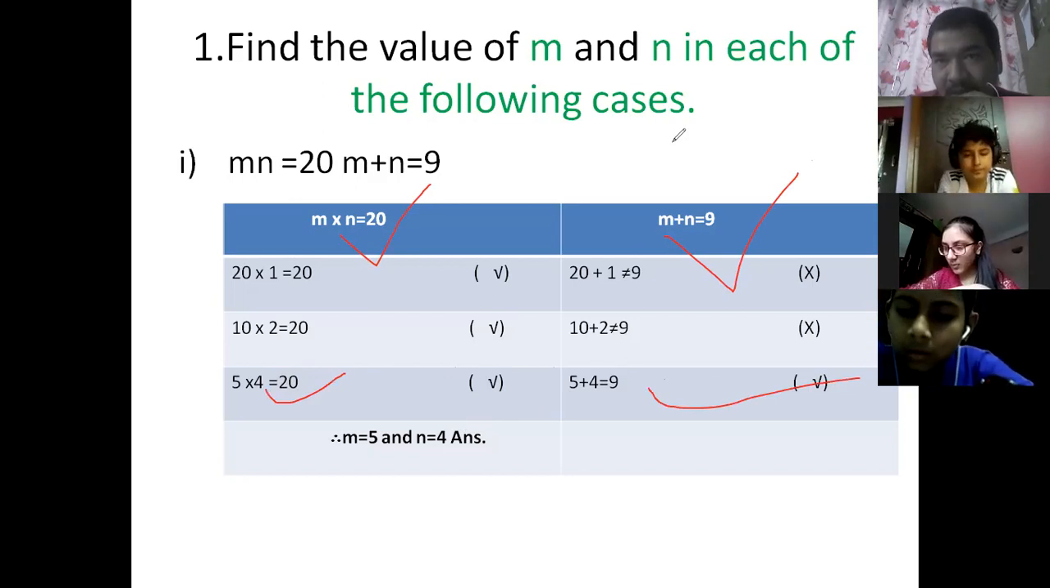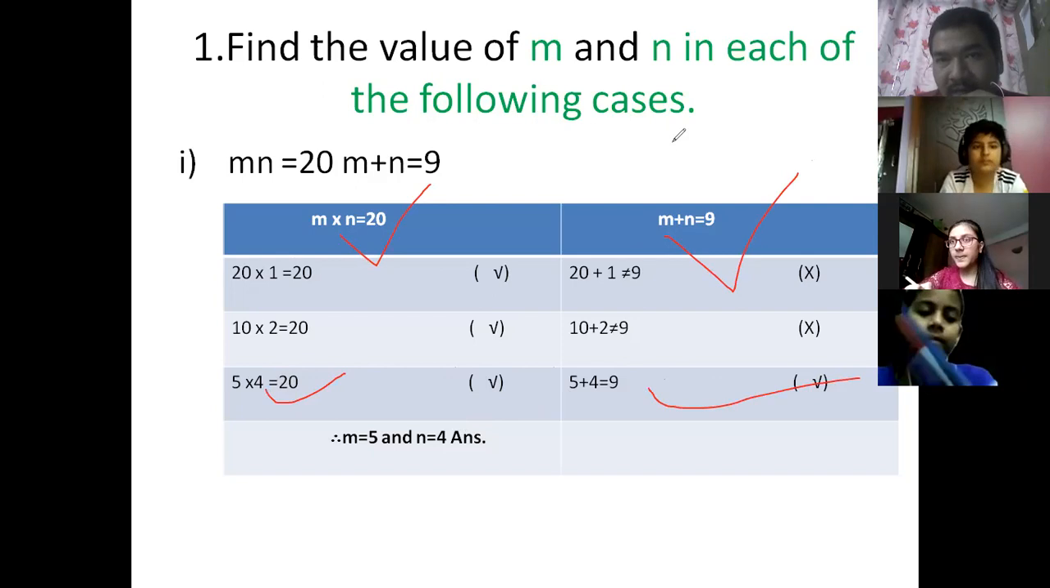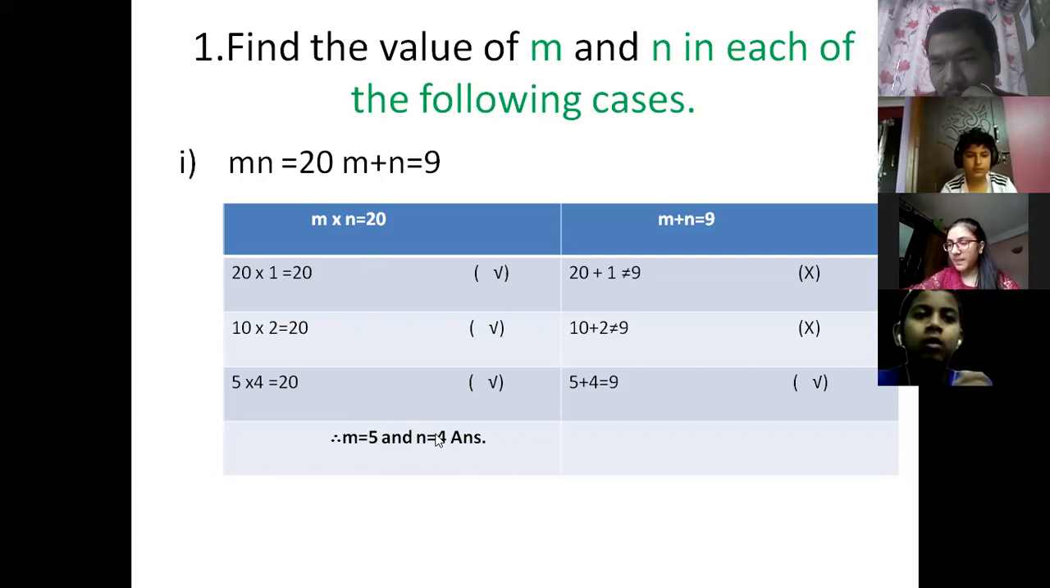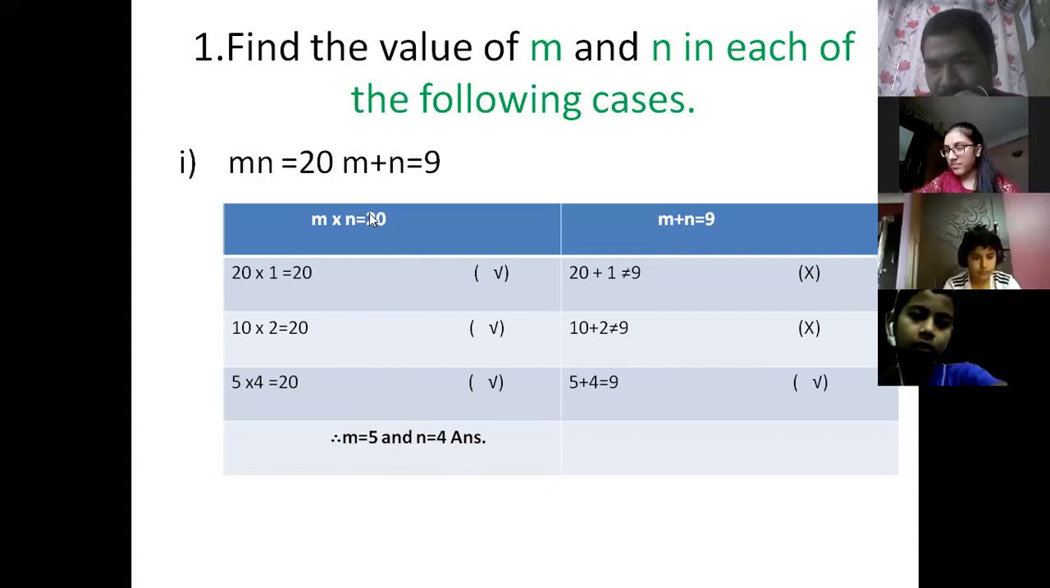That's why we can write now what is the value of m. Value of m is 5 and value of n is 4. These are the two numbers whose sum is 9 and whose product is 20. Are you clear, children?